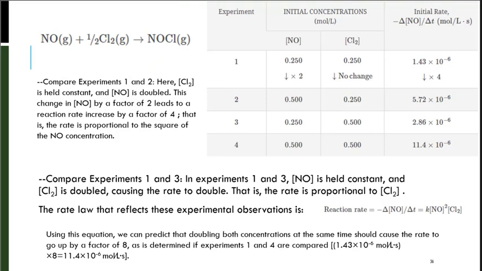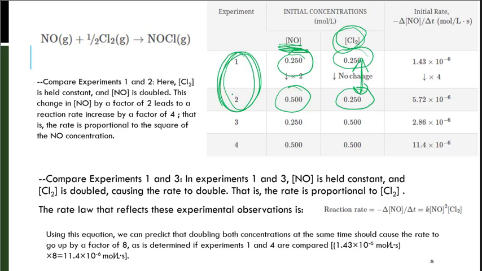Let's first look at experiments 1 and 2. The reason I'm choosing 1 and 2 is because in 1 and 2, notice that my chlorine concentration stays the same. There is no change in chlorine. So I can focus on what is happening with NO. And NO changes. How do I figure out how much it changed? I'm going to take experiment 2, since it's a larger number than experiment 1, 0.5 over 0.25. I divide 0.5 by 0.25, and I see that it's 2. So going from 0.25 to 0.5 doubles the concentration.